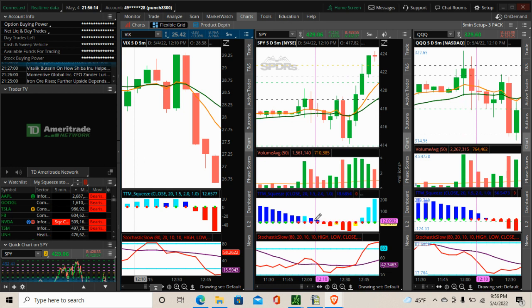So essentially, you can see here around 12:15, we started to have a cross here. So you can see we already crossed down. So that's on the stoch. So that's saying that momentum is shifting down.